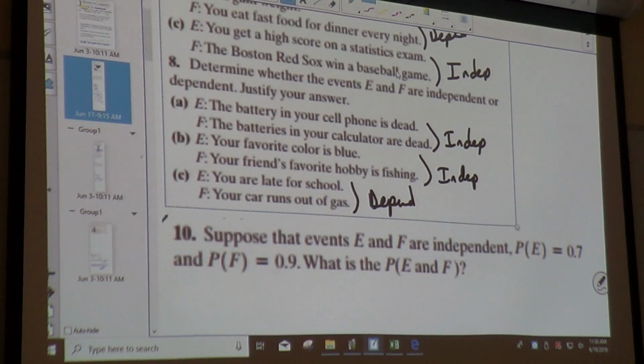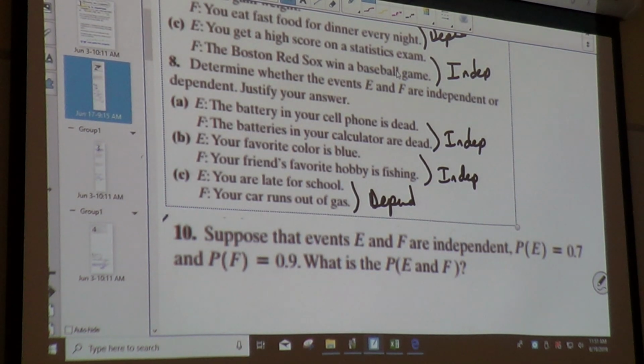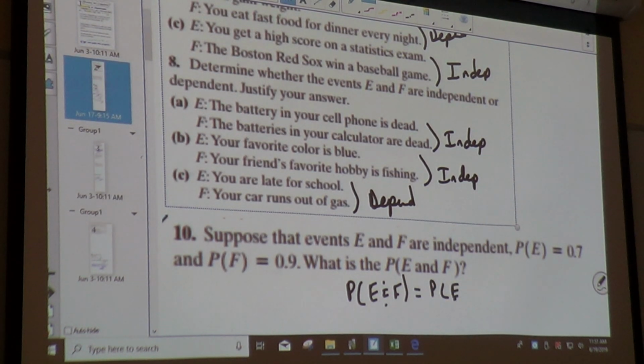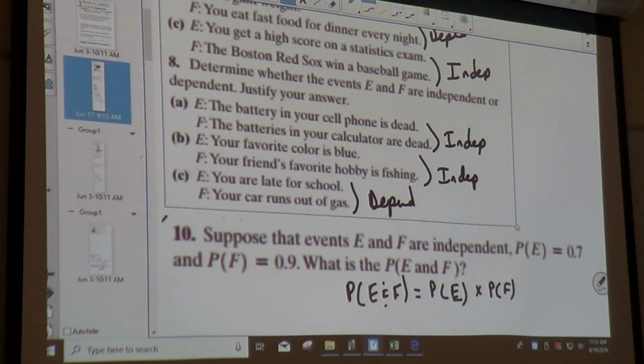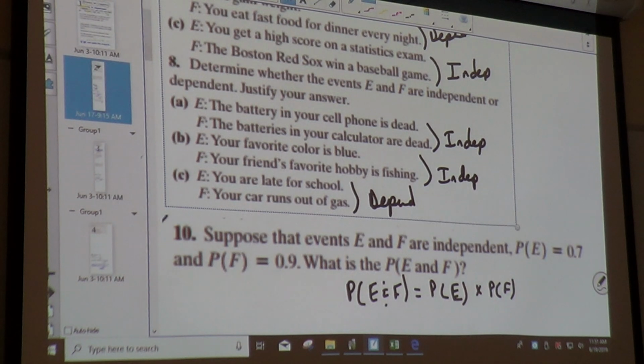Alright, suppose that events E and F are independent. P of E equals 0.7, P of F equals 0.9. What is P of E and F? So the probability of E and F is equal to the probability of E times the probability of F. And again, you will be given that formula on the formula sheet.